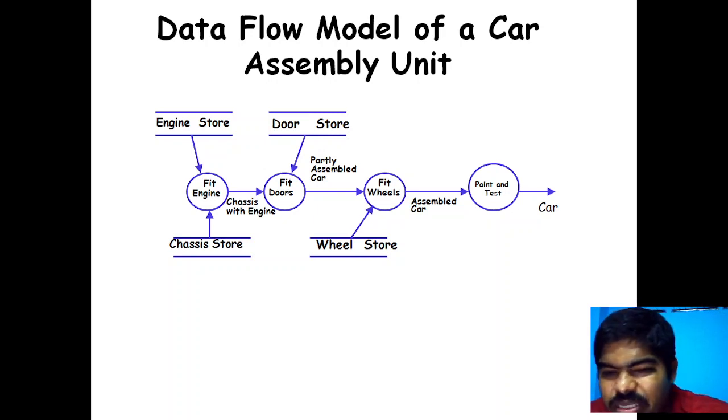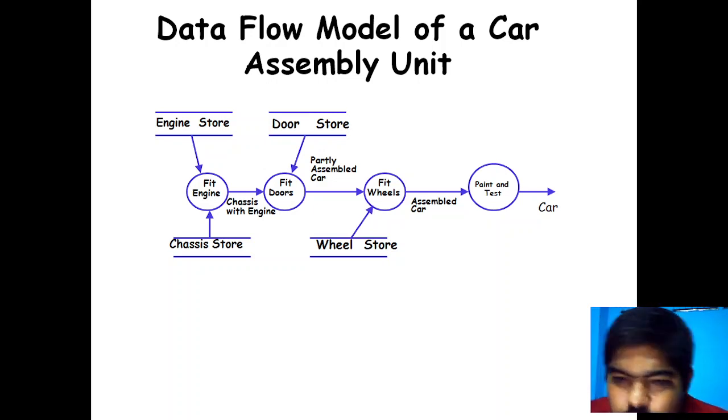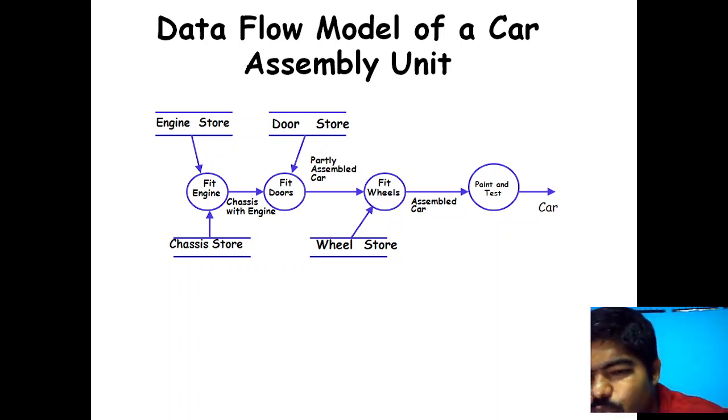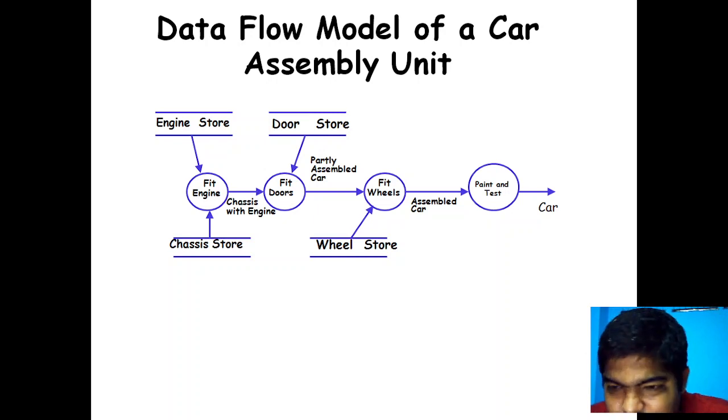So for that, see, engine store is one repository, door store. What are we doing from the engine store? Engine store is one unit. From the engine store we are taking the engine and fitting the engine. So what the chassis store is doing, what the wheel store is doing, what the door store is doing. Suppose we consider all of this as one function.